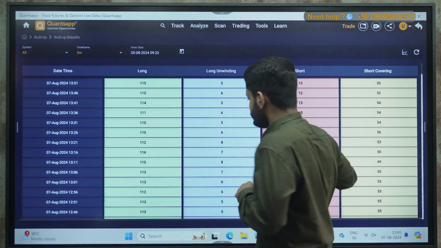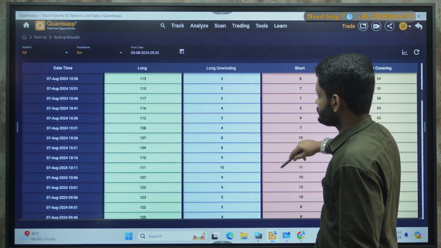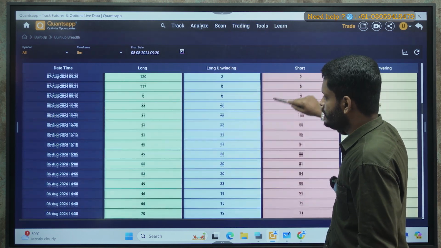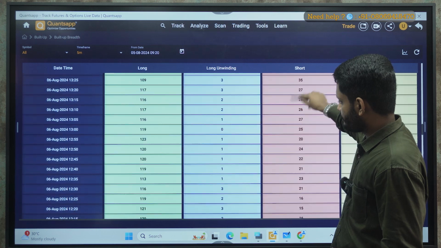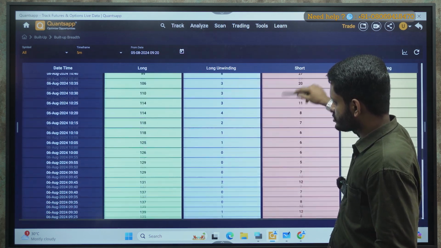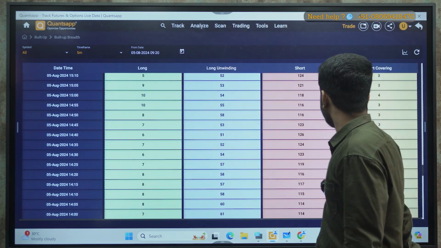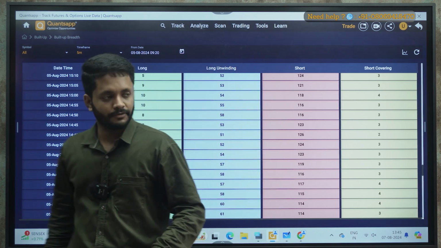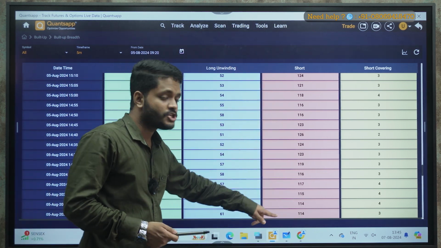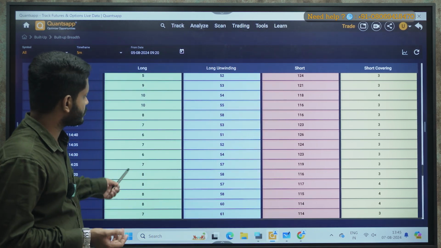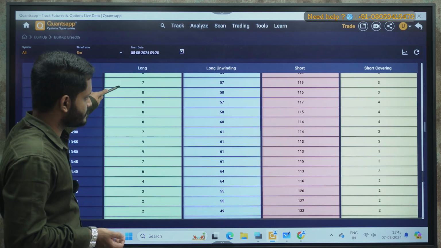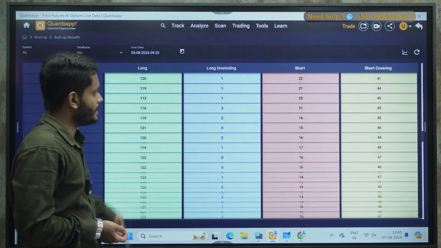If you check here, 7th August, today is 7th August, correct? So check out, from 5th August onwards we have the data, correct? So see, when the market crashed on the 5th, more and more stocks were in short and there were very few stocks in long. Can you check this? So this is how you can gauge the market price.